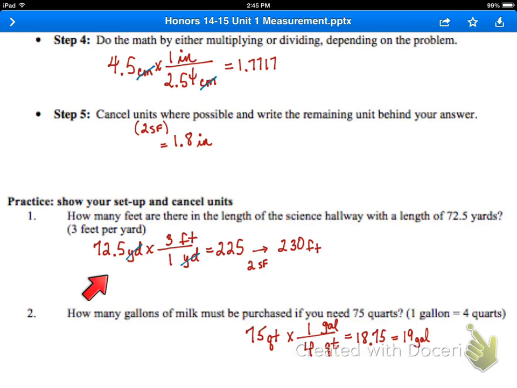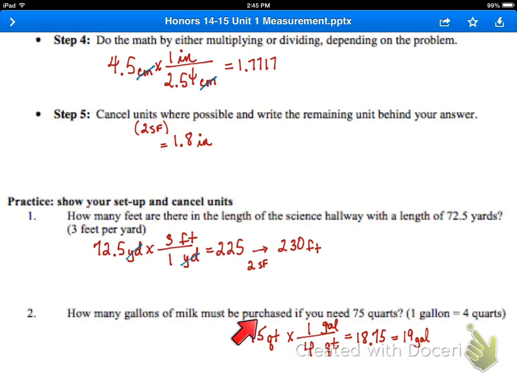So for the first one, our given is 72.5 yards. We know that 1 yard, it's going to be on the bottom because it has to cancel, is equal to 3 feet. Yards cancels. Because 3 is on the top, we're going to multiply, and we get 225. Because our starting measurement has 3 sig figs, our answer should have 3 sig figs. I rounded this to 2, and I don't know why I did that. It should just say 225.